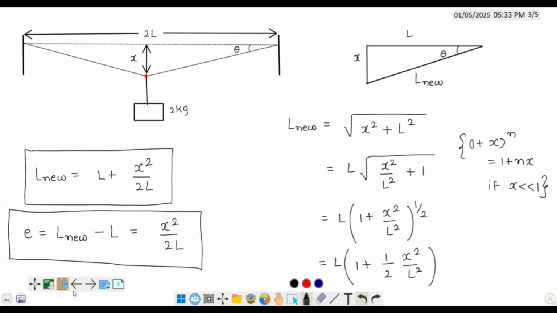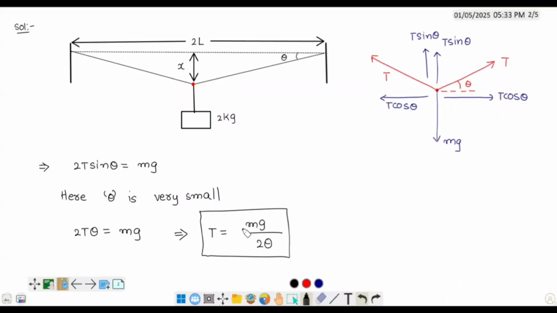Again, I will repeat, the key point in solving the problem is what will be the elongation. It is better, even before solving this problem, if you directly know that if something sags by theta, what will be the new length? The elongation would be x square by 2L. If you know this expression beforehand, it will save a lot of time while solving the problem. But anyway, these are the step-by-step methods to solve the problem.